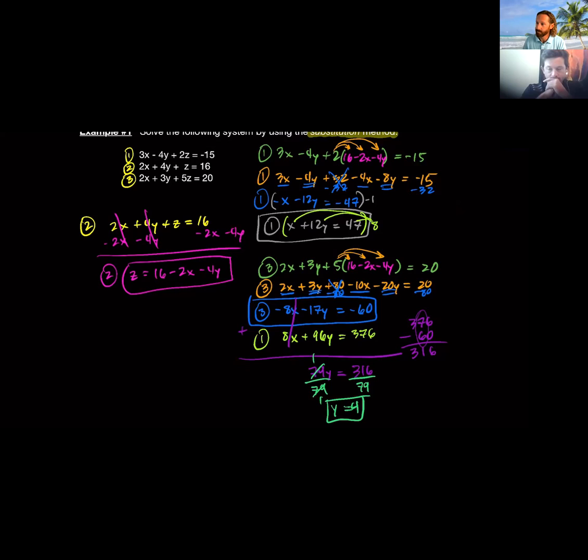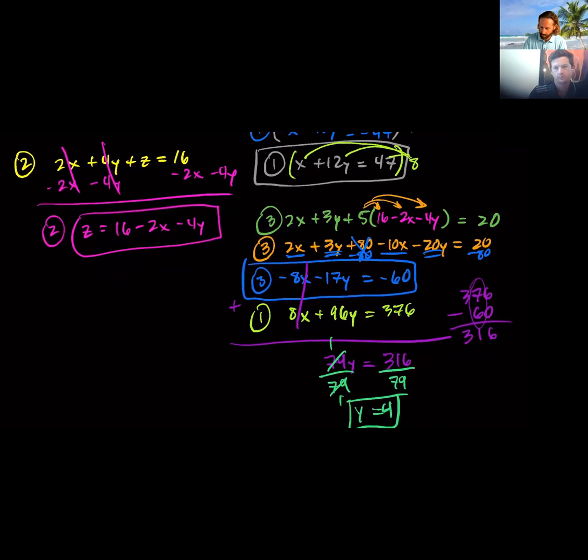So I used substitution at the beginning to get it down to having two equations with the same two unknowns. And then at that point, we switched over to elimination and found our y. Now, what can we find next? X. Very good. Why? Because you have your y. Good, but why can't I find my z? Oh, wait.